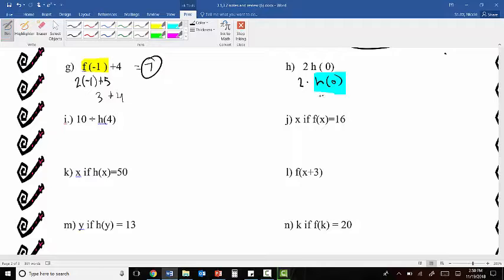H of 0 would look like 5 times 0. And I have to remember to multiply my answer by 2. And it looks like my full answer, then, 2 times 5 times 0, is just going to be 0.